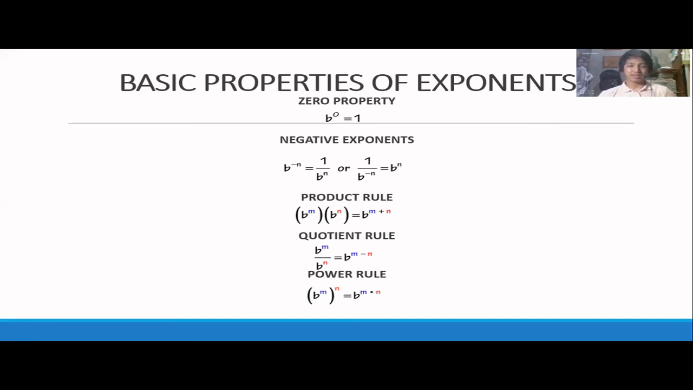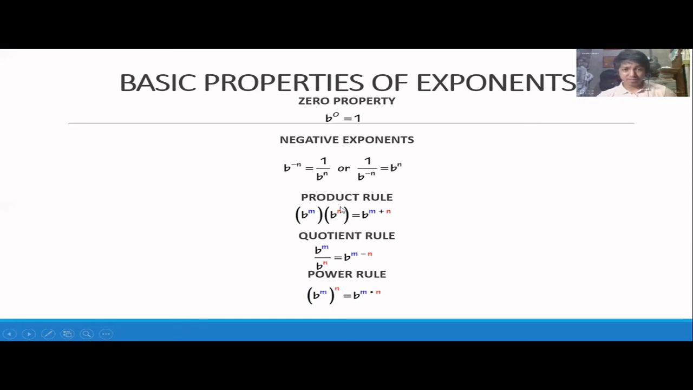And then we have the negative exponents. So b raised to negative n is equal to 1 over b raised to n, or 1 over b raised to n is equal to b raised to negative n. So if the exponent is negative, just get the reciprocal of that given number. So let's say, for example, I have 2 raised to negative 9. My answer or the reciprocal will be 1 over 2 raised to 9.